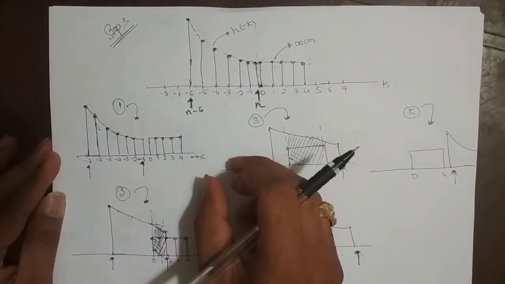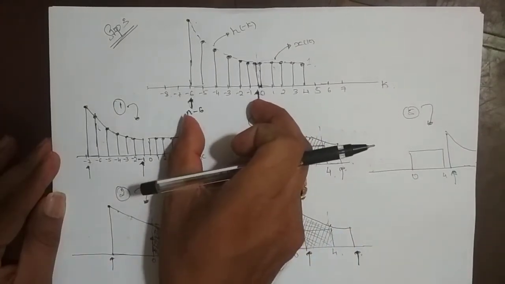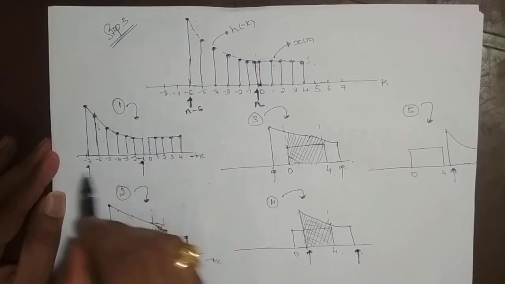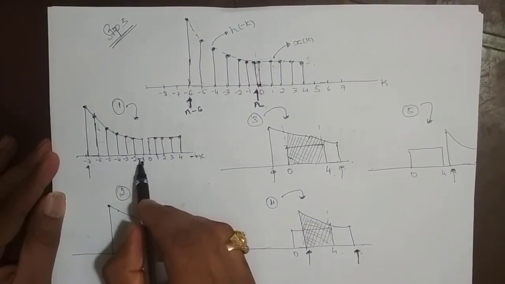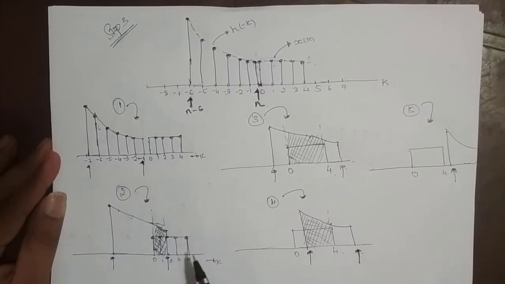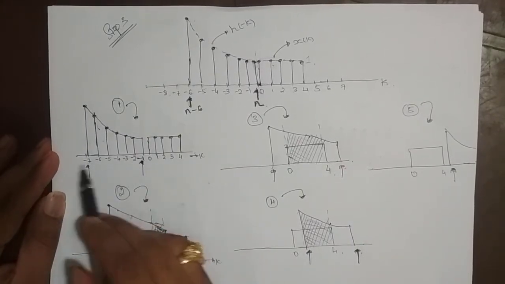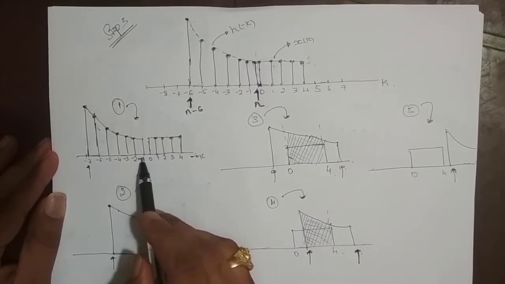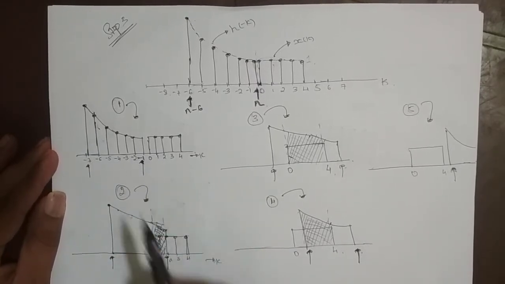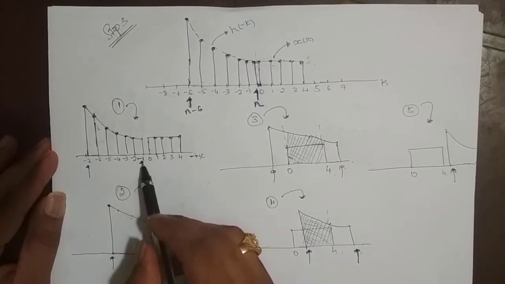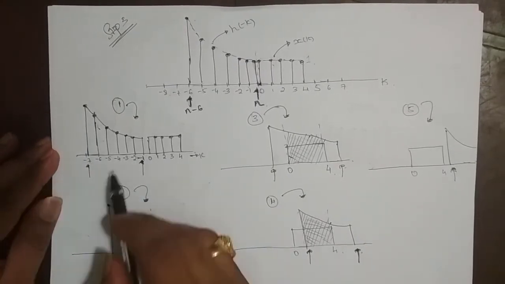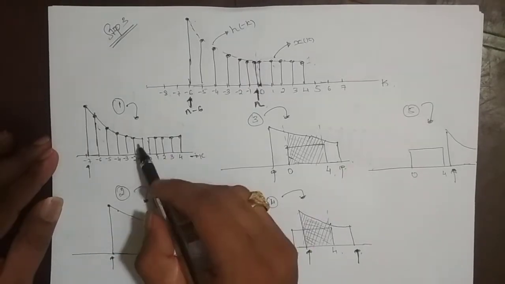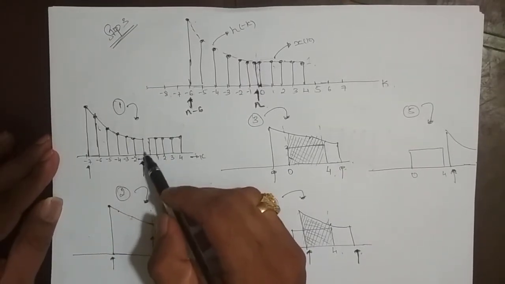I kept this sequence just before 0, which is minus 1. Why did I keep it here? Because till here there won't be any overlap. When I move it right further, overlap starts. So I kept it at -1. From minus infinity till here there is no overlap, so my output is 0.